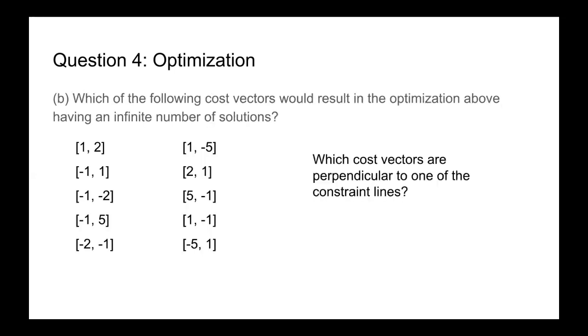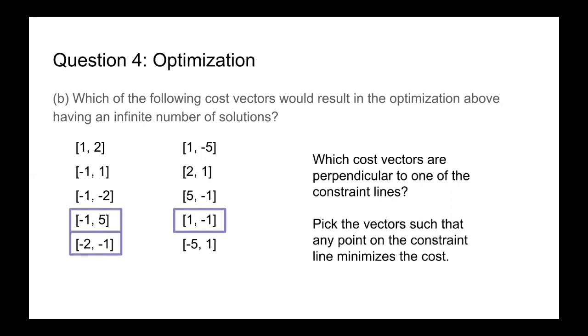Based on the vectors given here, we want to see which cost vectors are perpendicular to one of the constraint lines, and those would be valid cost vectors to consider. So if we look at the cost vectors highlighted here, negative 1, 5, negative 2, negative 1, and negative 1, or 1, negative 1, then those are the vectors that are perpendicular to each of the 3 different constraint lines, and pretty much all of the points on the constraint line are going to be minimizing the cost.